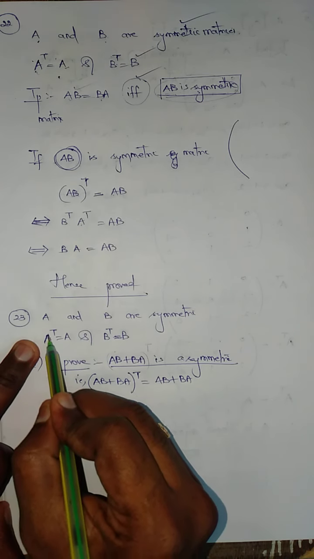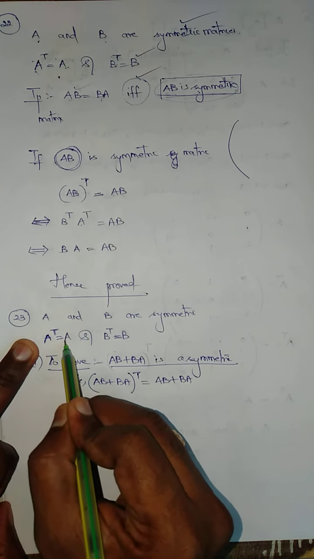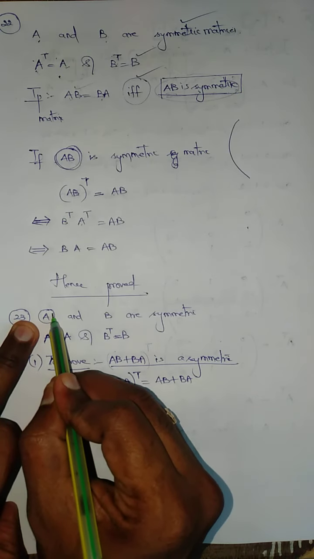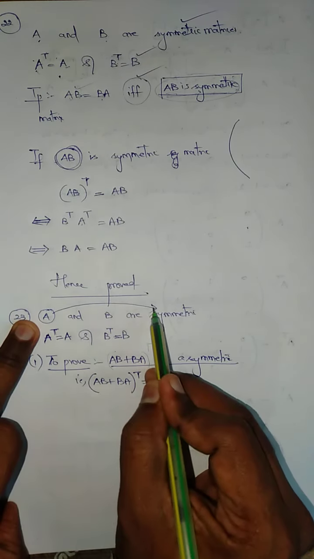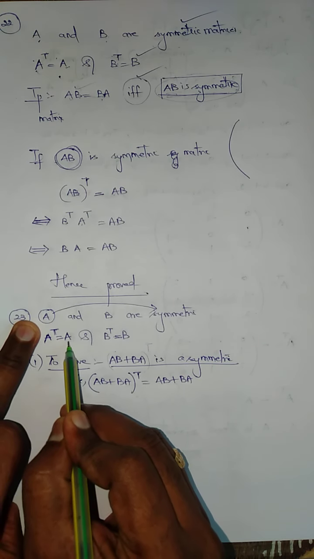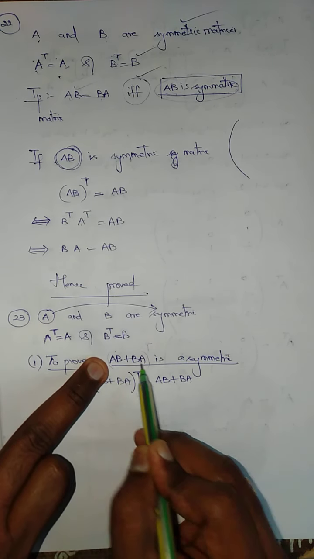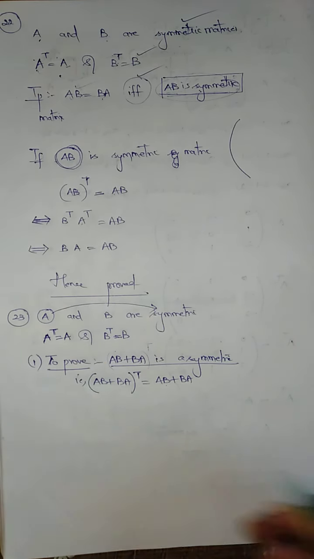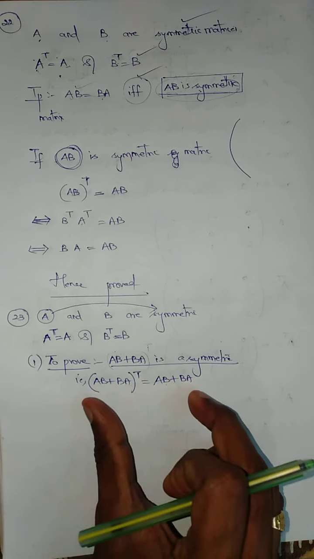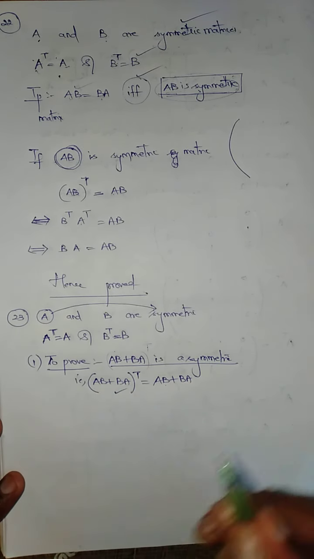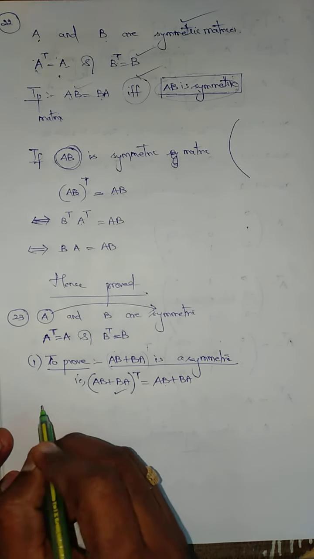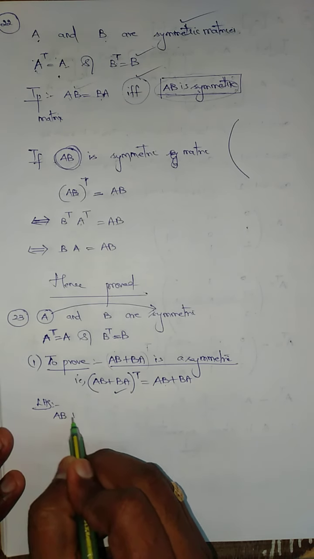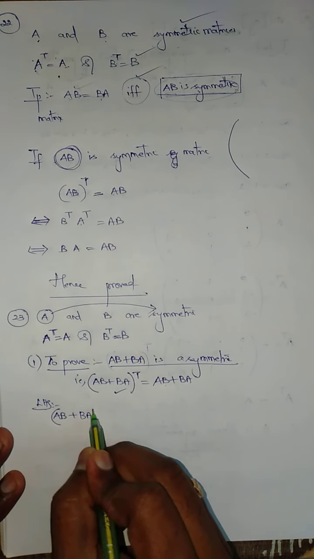If I write A transpose, then it should be equal to A. Listen nicely: if A is symmetric, then A transpose should be equal to A. If AB plus BA is symmetric, then AB plus BA the whole transpose should be AB plus BA. This one we need to prove, only this one. So how are we going to prove it? First I am going to take the LHS. What is the LHS? AB plus BA the whole transpose.